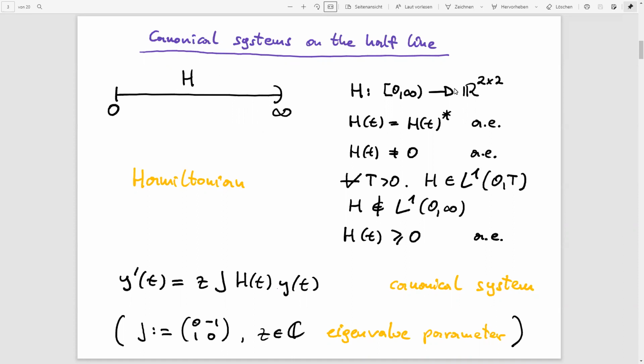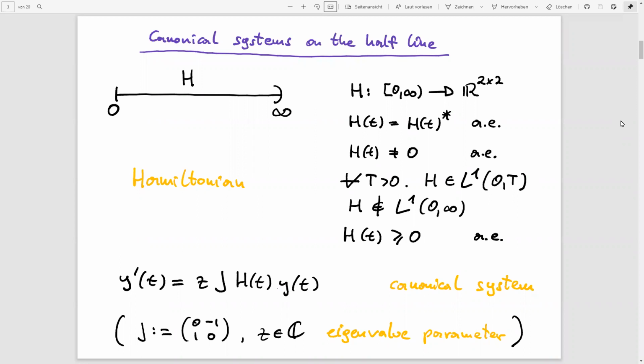So we have a function h defined on the half line. It's called the Hamiltonian, and its values are real 2x2 matrices. So we consider 2-dimensional canonical systems. And this function h should have several properties. First of all, the values should be symmetric matrices. Then it should not vanish on any set of positive measure. And then it should be locally integrable on the half line: on every finite interval it should be an L1 function, but we assume that it is not integrable on the whole half line. And finally, a very important assumption, we assume that h of t is positive semi-definite almost everywhere.